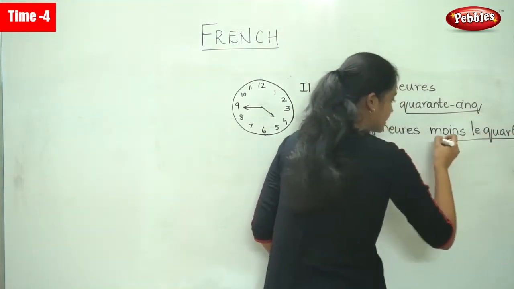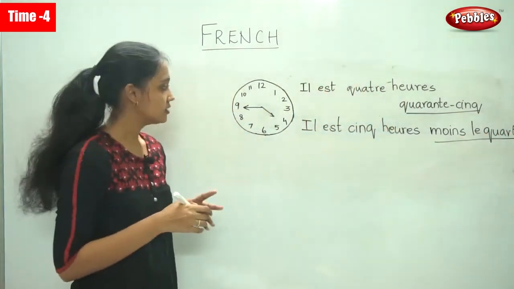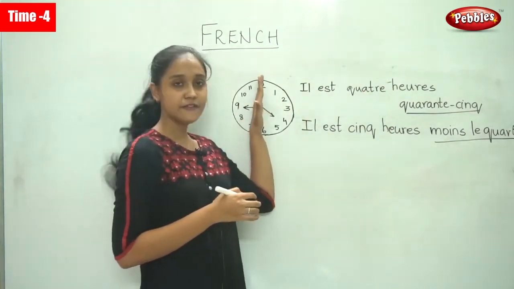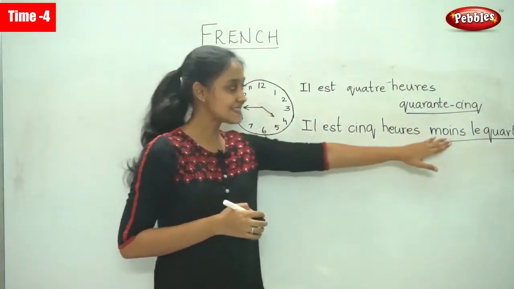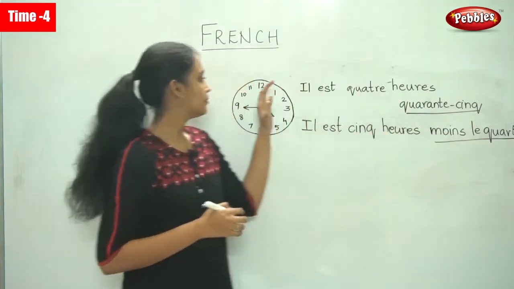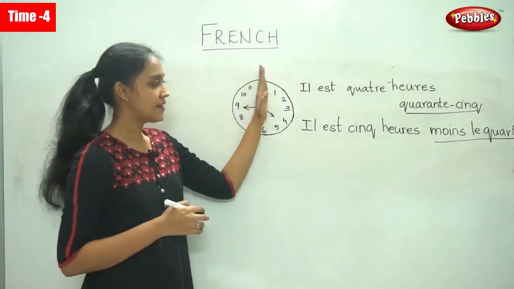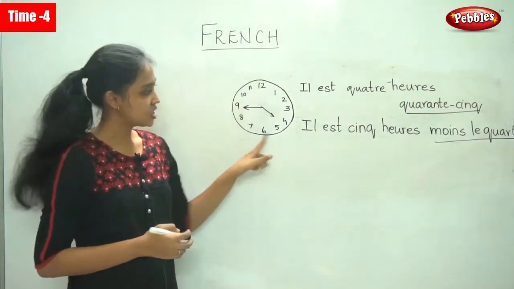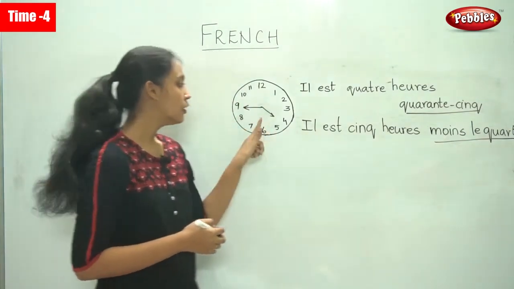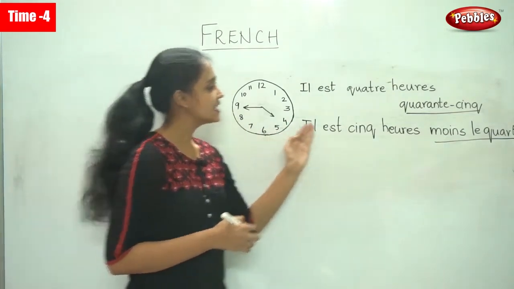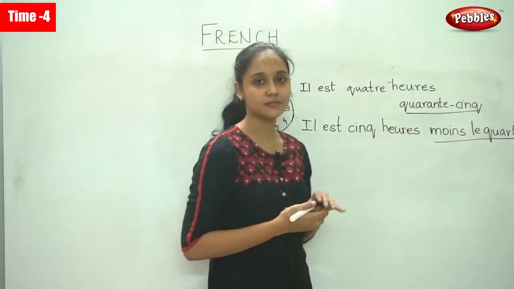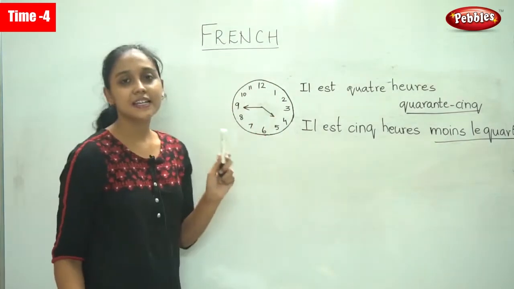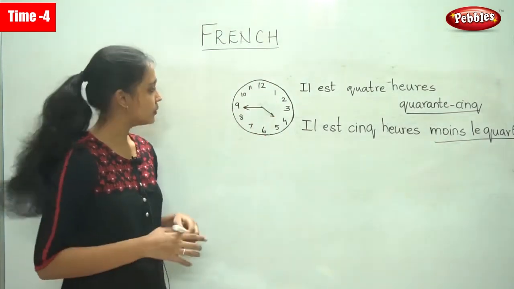So the term is moins le quart. It is 5 hours moins, less, le quart. So 5 hours minus quart, minus 15 minutes. So this is how we say 4:45: il est 5h moins le quart. So this is another important term you need to remember.